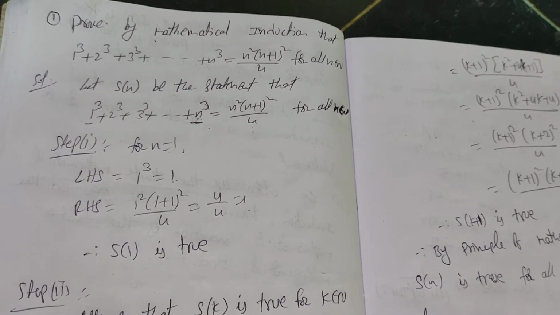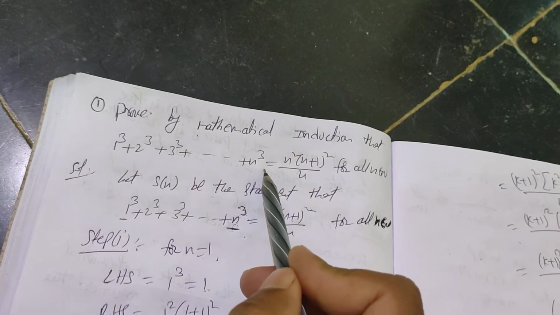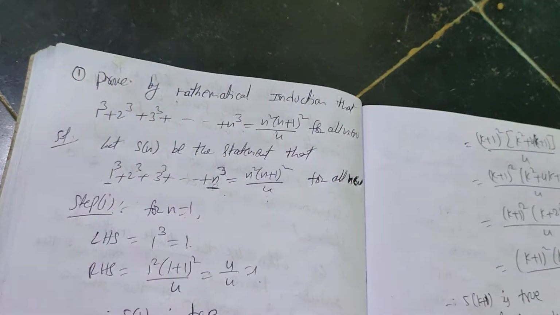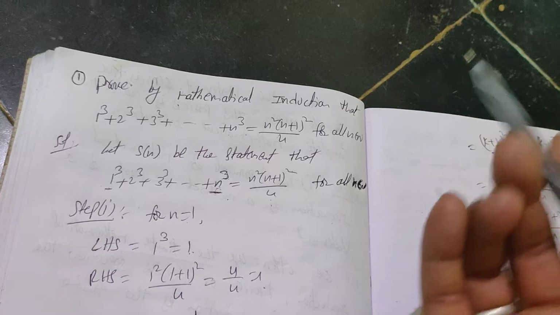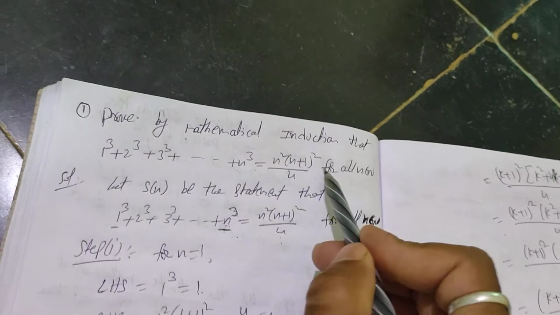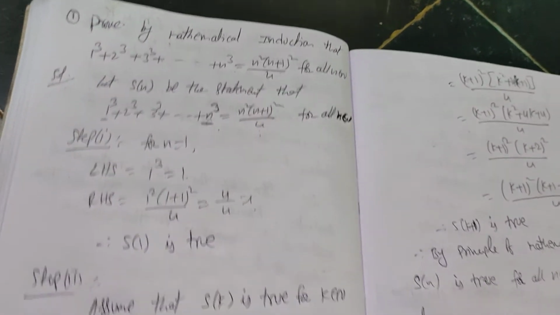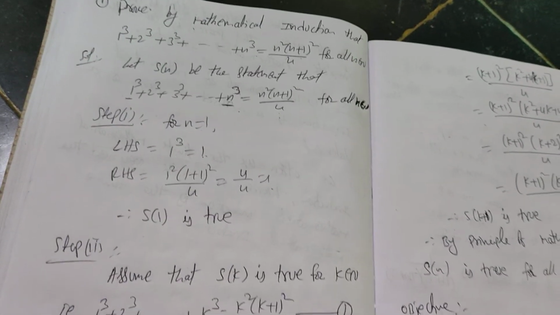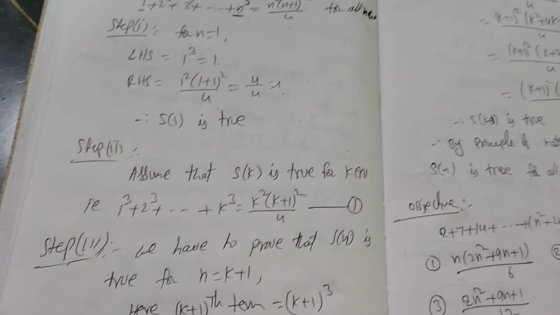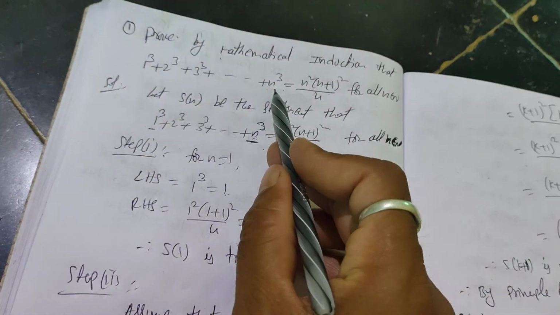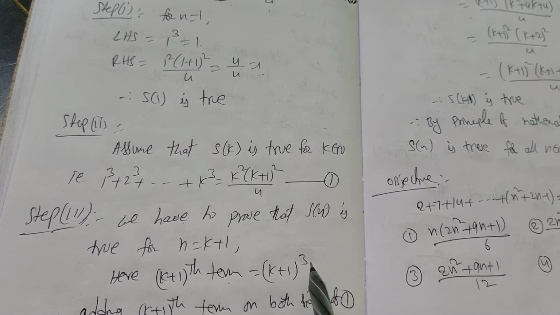Up to the k plus 1th term, we have to take in LHS. Then we have to prove for n is equal to k plus 1 how it will be this RHS. That one we have to prove. So first we have to find out the k plus 1th term. The k plus 1th term is nothing but directly, in the place of n, substitute k plus 1, that is k plus 1 whole cube.